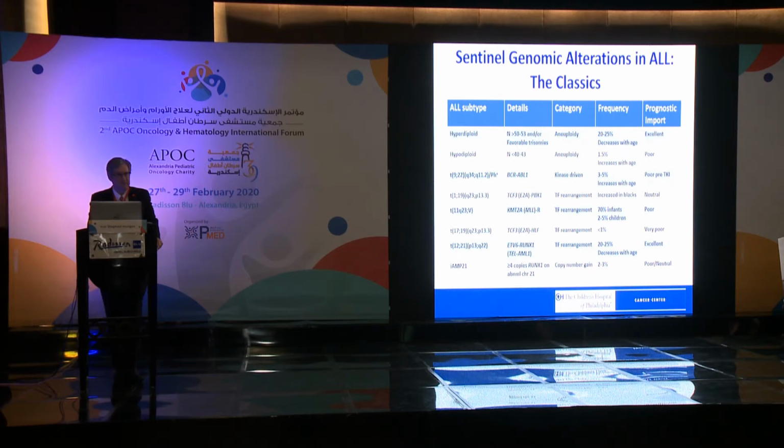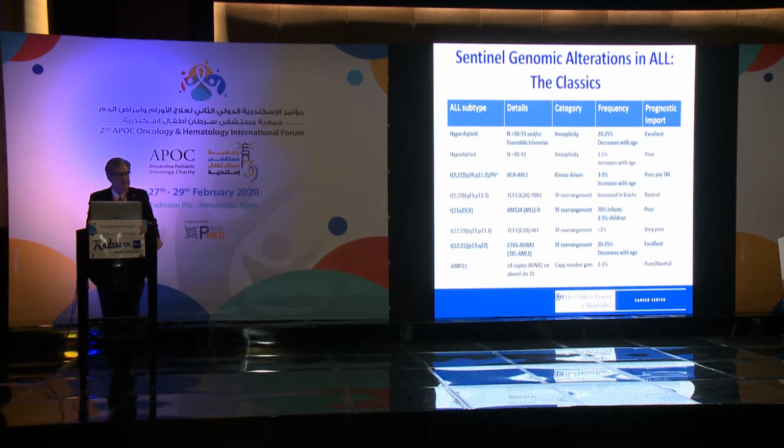So 45 chromosomes or 44 chromosomes is not clearly an adverse prognostic factor. The Philadelphia chromosome, which I've mentioned, the 9;22 translocation, is present in about 5% of patients. It is increased in African Americans, at least in North America, and at least today appears to be associated with a neutral outcome. MLL or KMT2A translocations, which Seema talked about in infants, occur in about 70% of infants, but only 2 to 5% of older children.